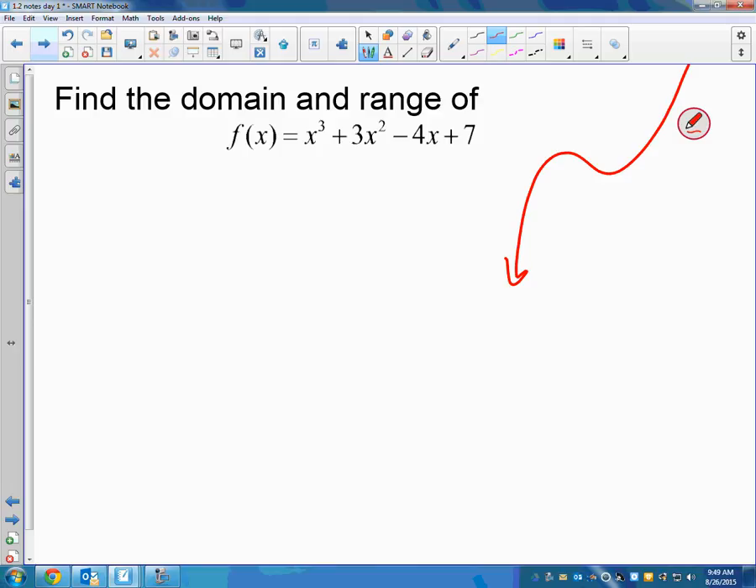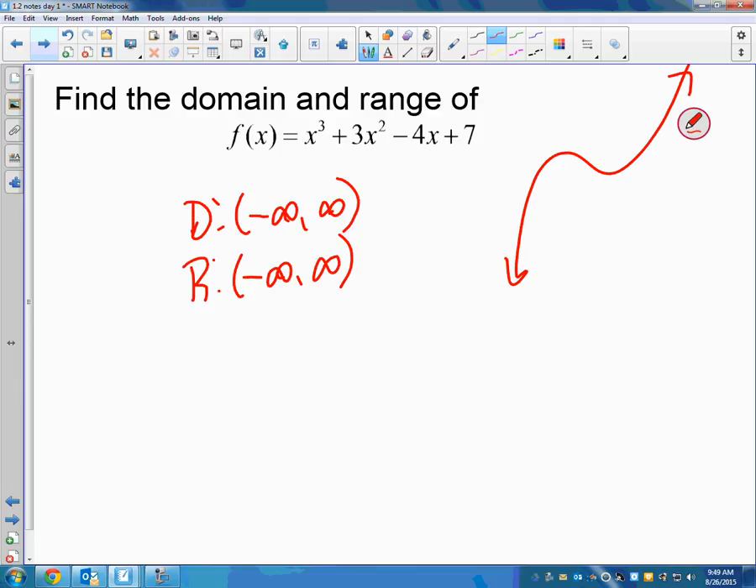I really know, because it's an odd polynomial, where the arrows go in opposite directions, that it's going to be all real numbers. So the domain is all real numbers. The range is all real numbers. All right, so just know that that still happens.